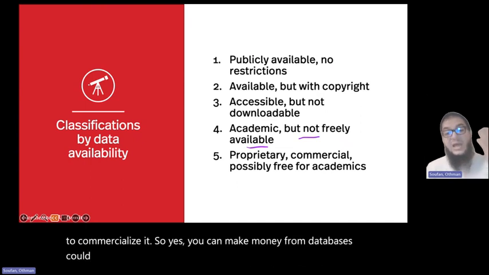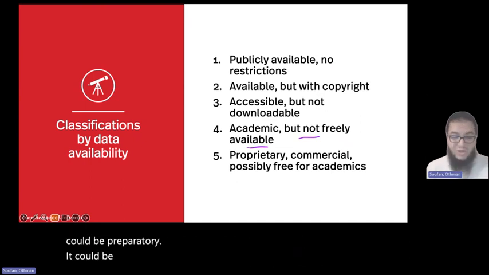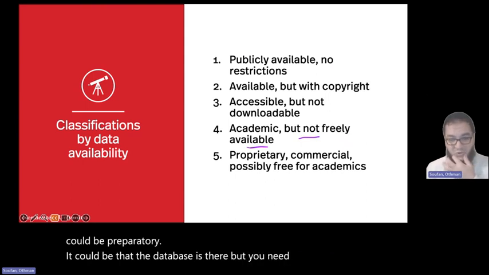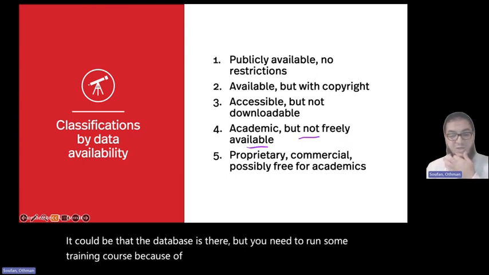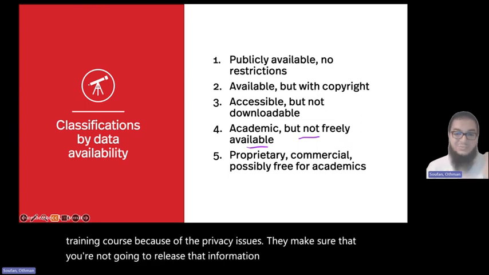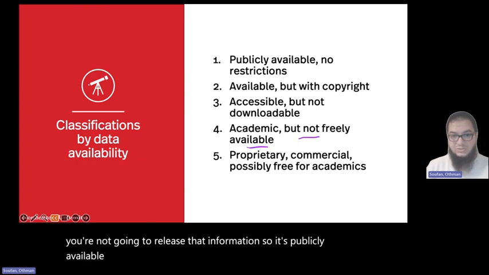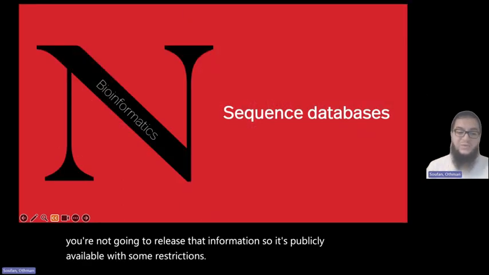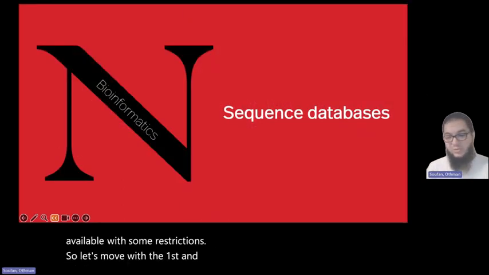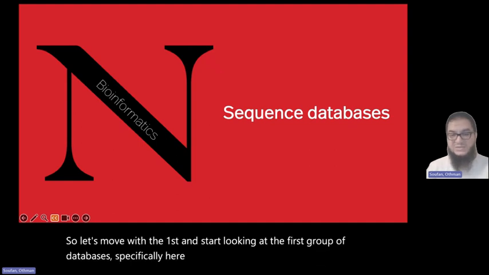Could be proprietary. It could be that the database is there, but you need to run some training course because of the privacy issues. They make sure that you're not going to release that information. So it's publicly available with some restrictions. So let's move on and start looking at the first group of databases, specifically here what are called sequence databases.